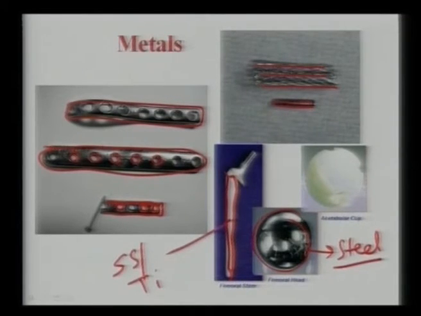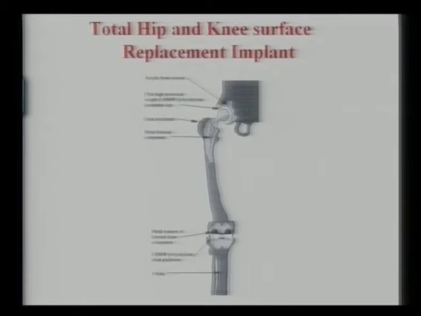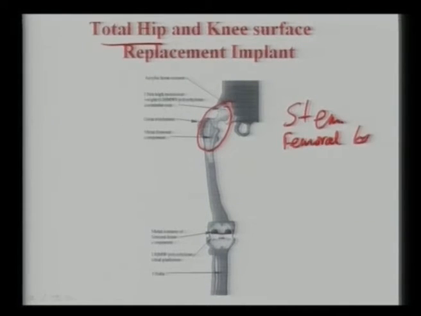If the patient can afford a costly hip, then they can go for titanium, because it has better corrosion resistance and better strength properties. If the patient wants something very cheap, then he or she can go for the stainless steel femoral stem. This particular slide shows the different components of a total hip replacement and total knee replacement. In the case of the total hip, you can see there are three components: one is the stem, the second is the femoral ball head, and the third is the acetabular cup.